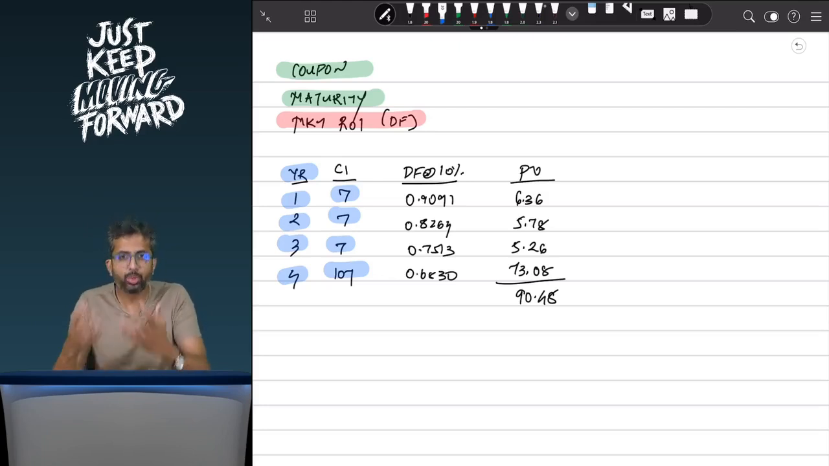Because the more coupon I receive earlier, at least I'm recovering some of my investment. If you understand the payback period that you must have studied in your CA Inter capital budgeting, payback period says that the earlier I recover my investment, the lesser is the risk. The later I recover my investment, the more is the risk.